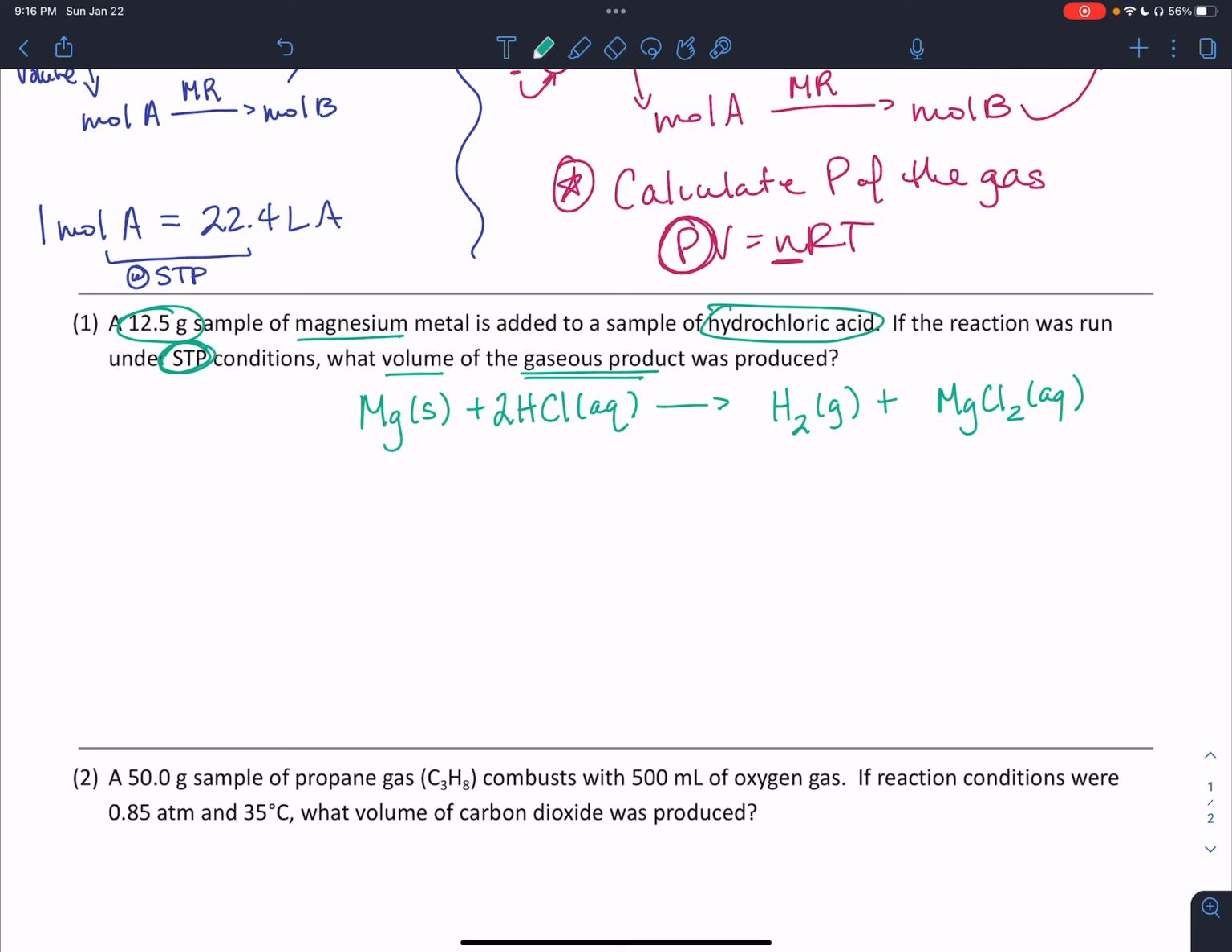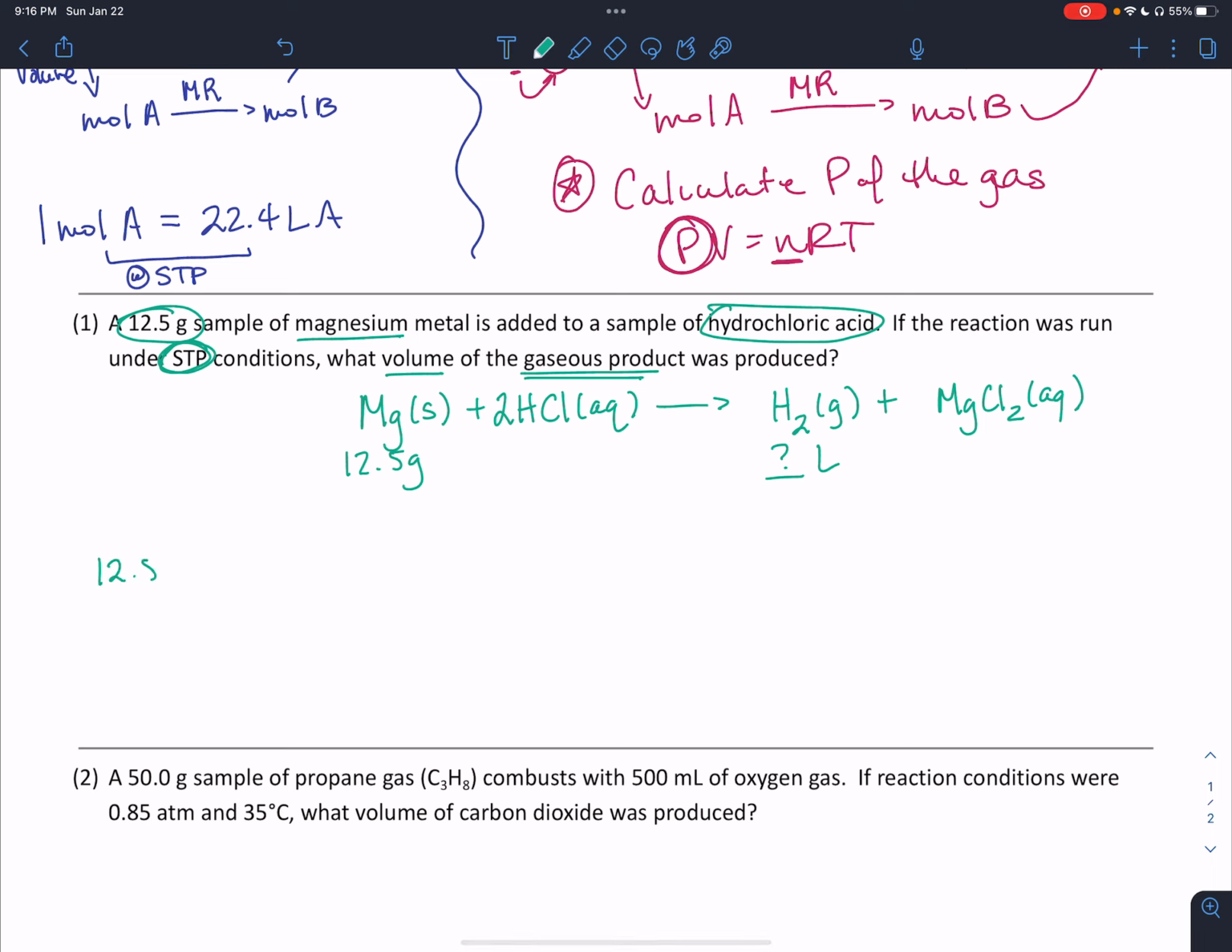So what have we been given? We've got 12.5 grams of the magnesium, and we're asked to find the volume, so I'll just put a liter here, of one of our products. It said the gaseous product, and the gaseous product is going to be the hydrogen gas. We are under STP conditions, so that means that we are able to convert over using molar volume. That's great, because that's going to make things a little bit easier.